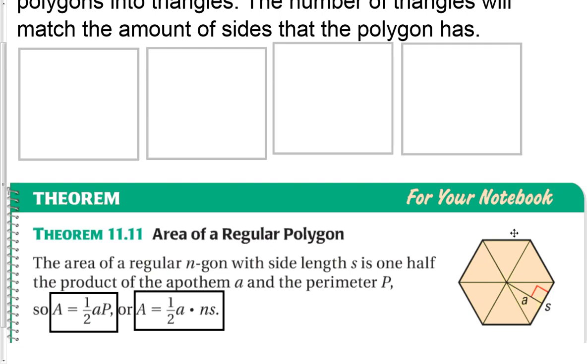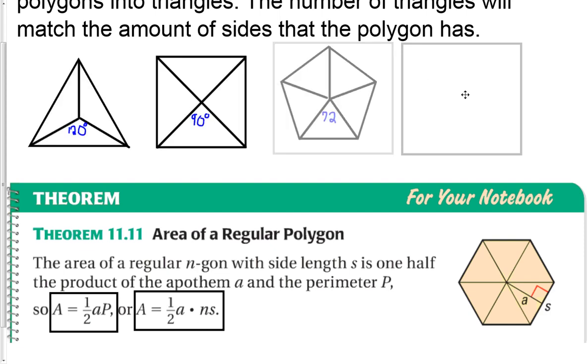So, if we've got 6 triangles, our base is side, our height is apothem, we've got half apothem times side, and we have 6 of them. So half apothem times side times number of sides. And they like to do that as half ANS, because you could also say, if we laid them all out straight, the bottom of all these bases would be N times S, which is the perimeter. So that's why they break it apart like this. Half AP or half ANS. I will use the ANS for our class.